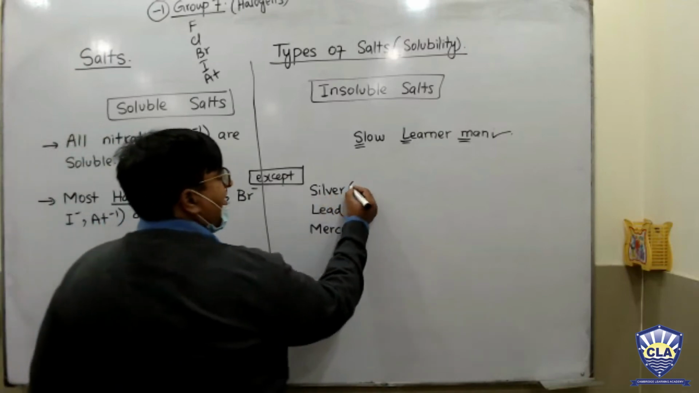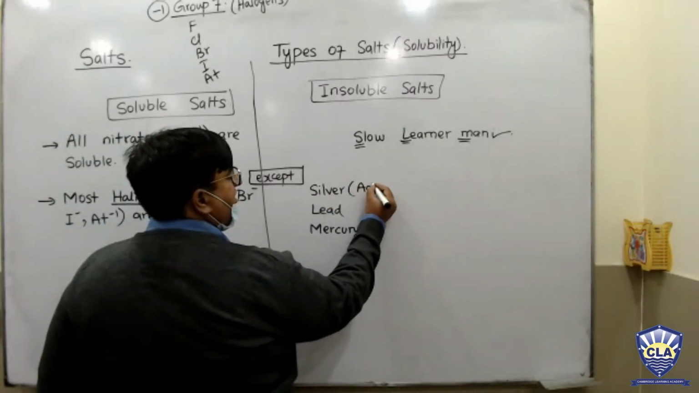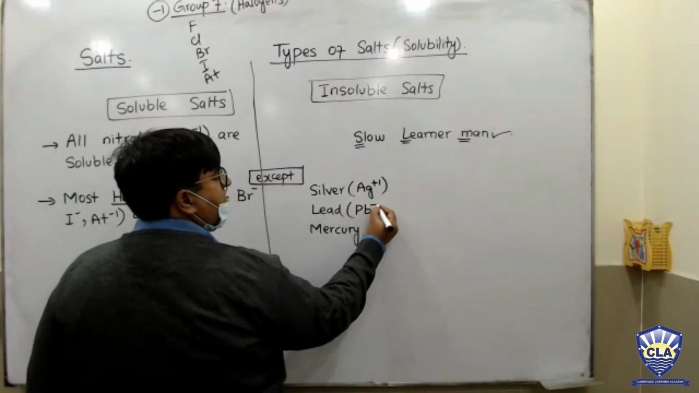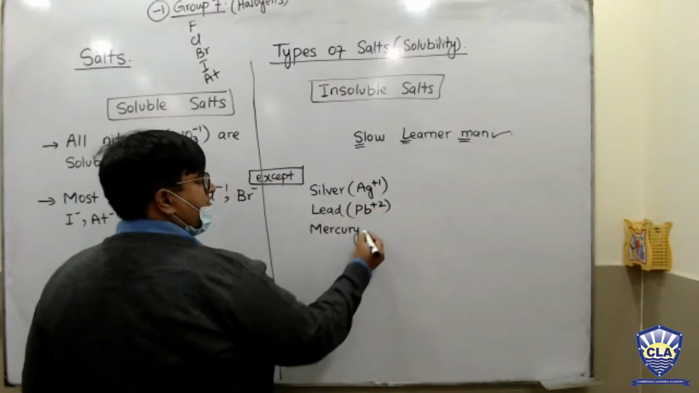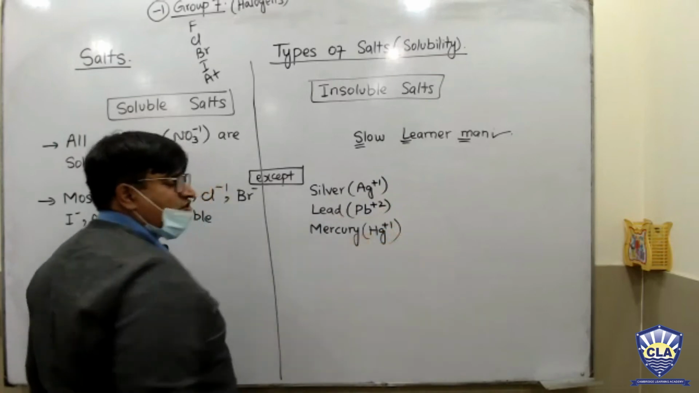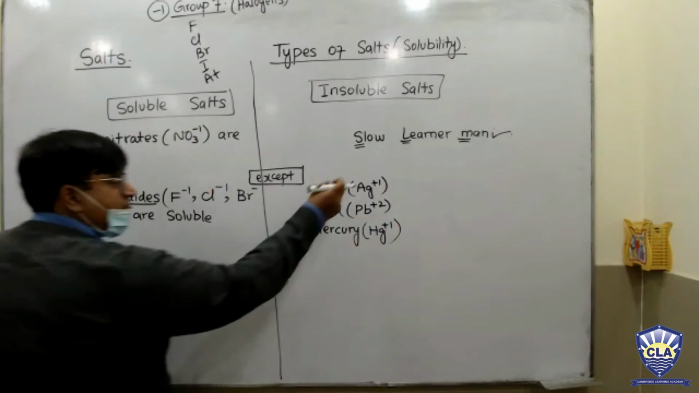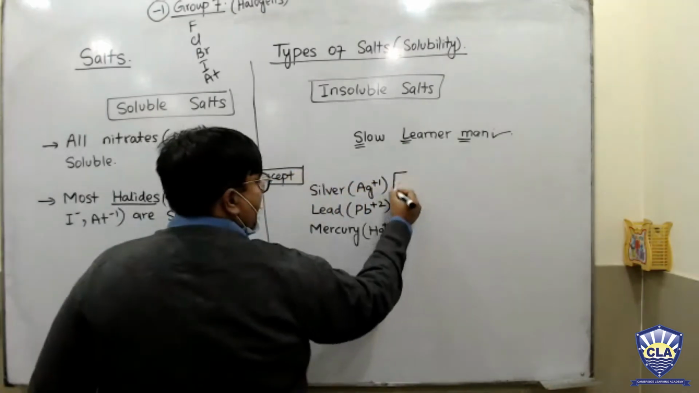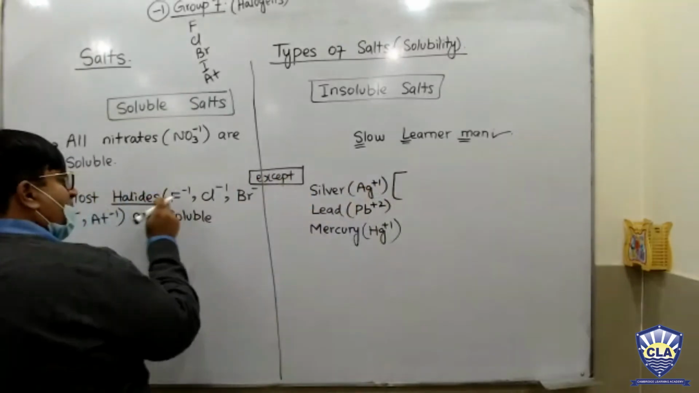Silver has the symbol Ag and it has the valency +1. Lead has the symbol Pb and it has the valency +2. Mercury has the symbol Hg and it has the valency +1. So if we join silver to these halides, all of them are soluble. Let's suppose we join this one with this.